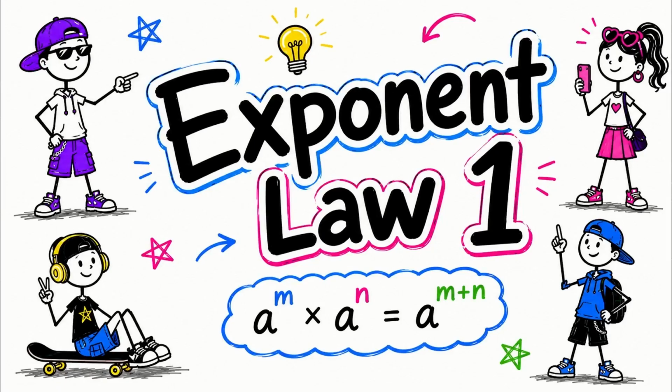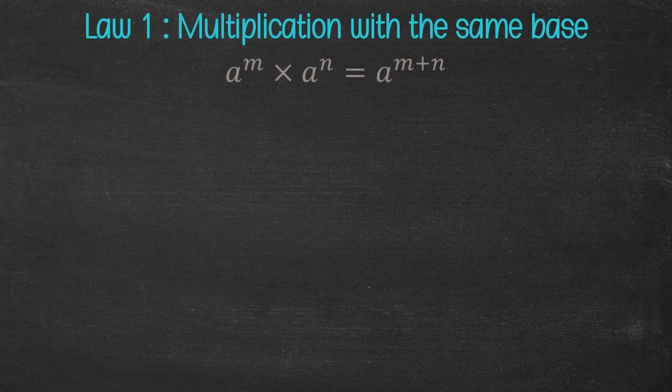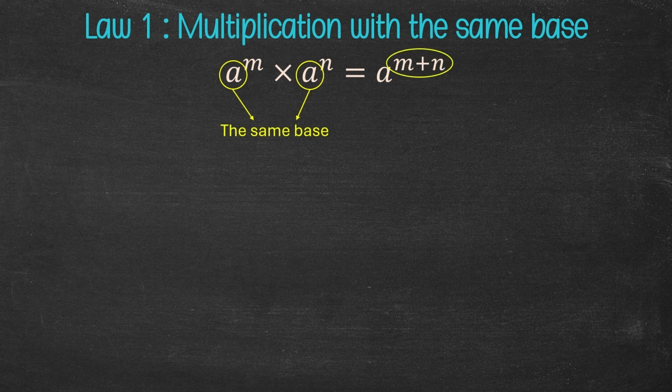Law 1 is the multiplication with the same base. The first exponent law is a to the power of m multiplied by a to the power of n equals a to the power of m plus n. This law means when we multiply powers with the same base, we add the exponents. But before we just use the rule, let's see why this makes sense.